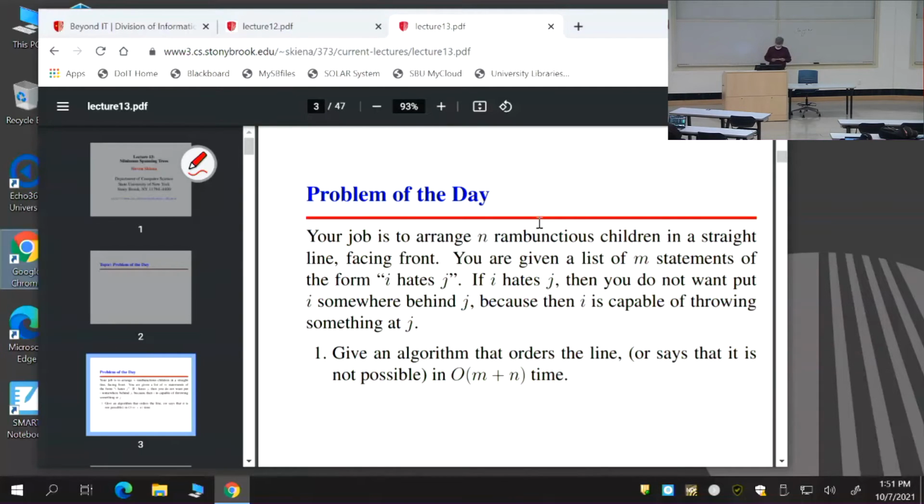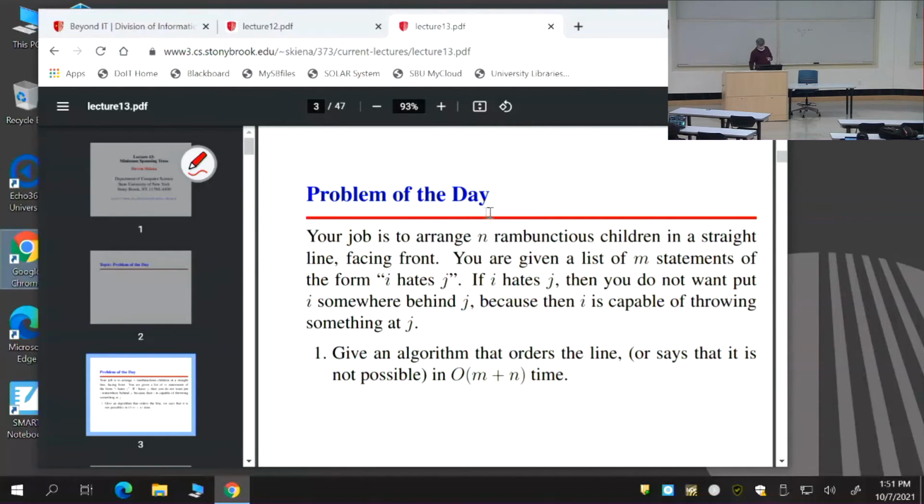Okay. What was the problem of the day? You are teaching a class of n rambunctious kids. You want to march them in a line. You have inside dope that certain kids hate certain other kids. They hate them enough that if I got into a situation where I was in a line and that kid that I hated was ahead of me, I would try to throw a rock to scale him on the head. Does everybody get that idea?